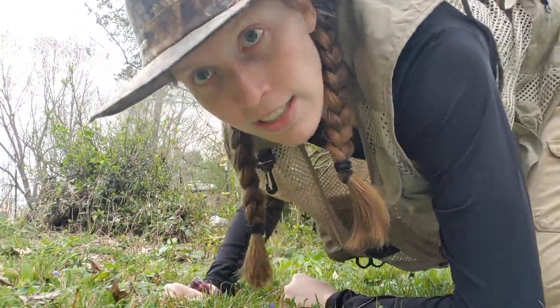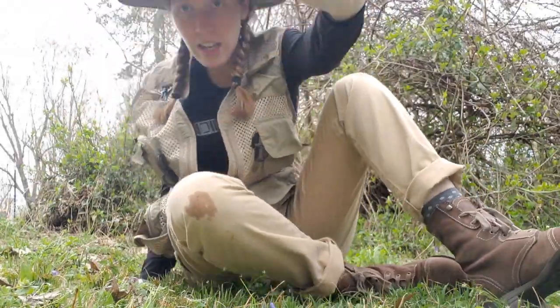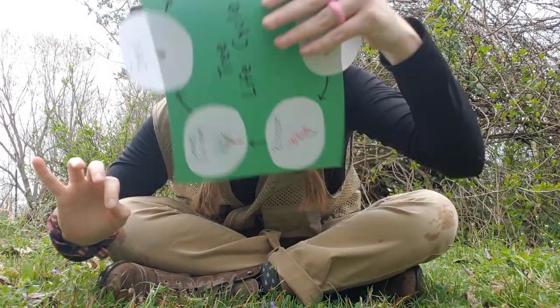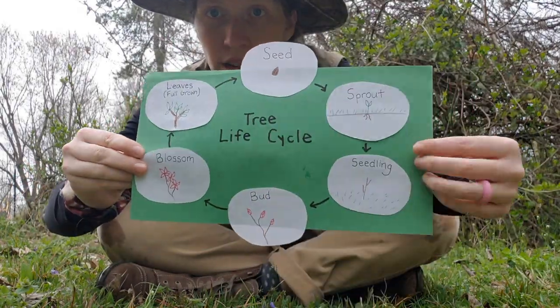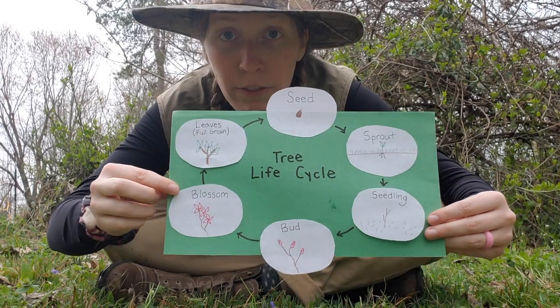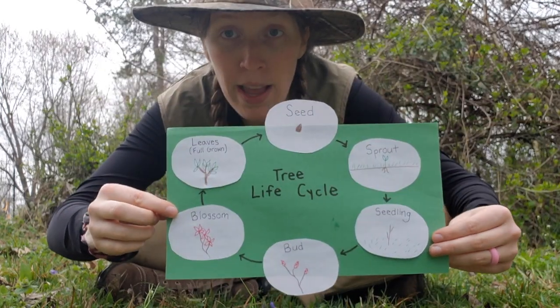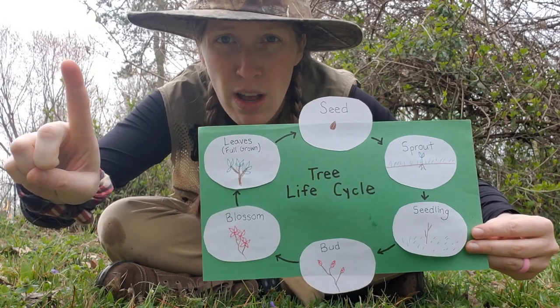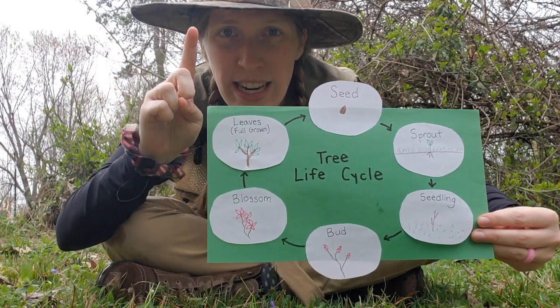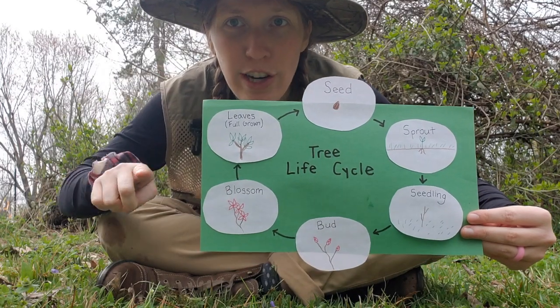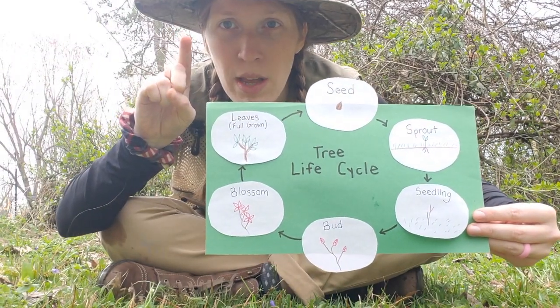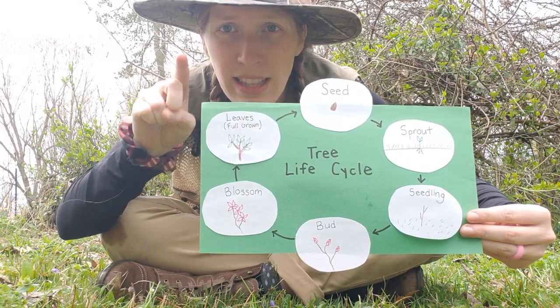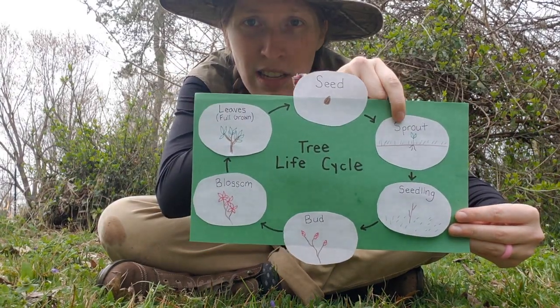I think I found it, guys. So, I think I've got it. Let's take a look at my chart. So, we discovered that the first step in a tree's life cycle is a seed. Now, I was unsuccessful in finding a seed in my area, so we're going to move on to the next step. Step 2 of the tree life cycle is the sprout.